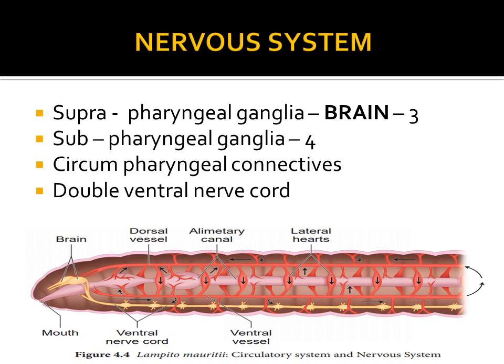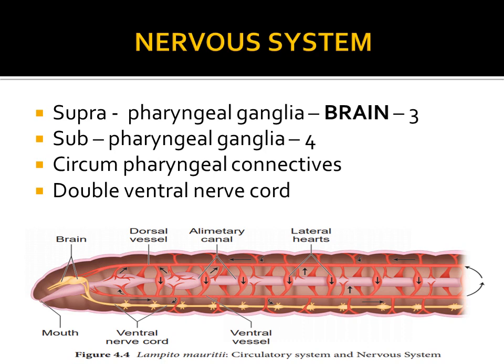The suprapharyngeal ganglia, or brain, is located in segment number 3. The subpharyngeal ganglia is located in segment number 4. The suprapharyngeal and the subpharyngeal ganglia are connected by the circumpharyngeal connectives. Then from there, throughout the body, the double ventral nerve cord continues. Is it clear? Now let us go on to the regions, their location, and their function.